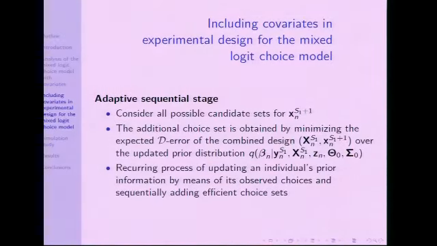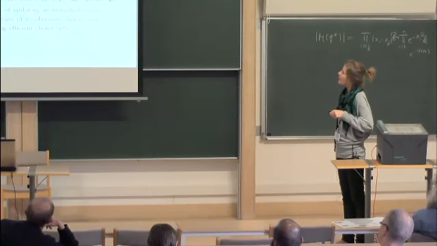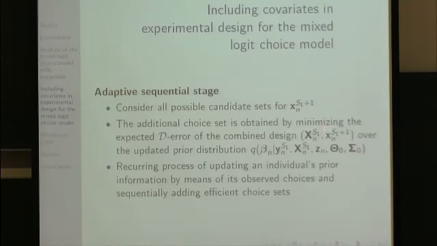For that, we consider all possible candidate sets, and then we minimize the expectation of the D-error over the combined design, so the design we already had, and then the additional choice set that comes in. And we minimize the D-error over this updated prior distribution, so the posterior distribution that we've obtained. So as such, an additional choice set is constructed. We again observe a choice, and that new choice data is then used to construct the new choice set and so on.